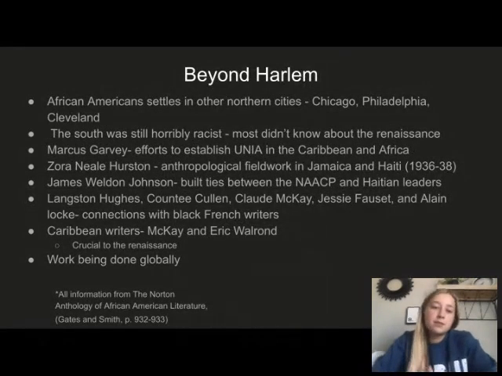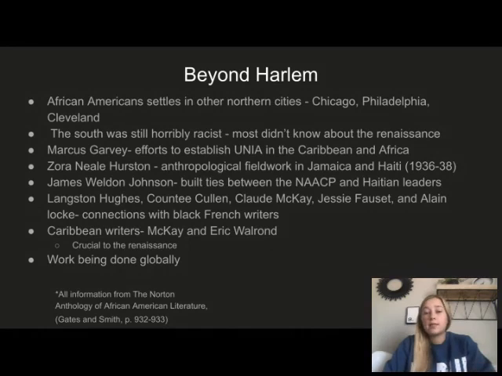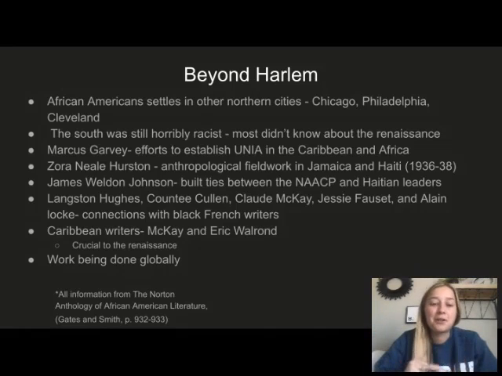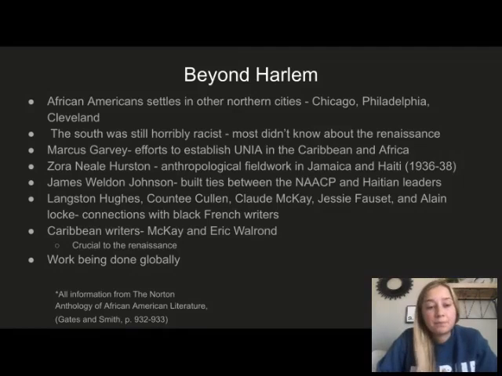So beyond Harlem, this Renaissance wasn't just in Harlem, but African Americans also settled in other northern cities, so Chicago, Philadelphia, Cleveland. And I don't want to say that this Renaissance was just boom, everyone loved African Americans and loved their works, and that just isn't the truth. The South was still horribly racist, along with some people in the North. And a lot of African Americans living in the South and other parts of the nation didn't know the Renaissance was going on until after.